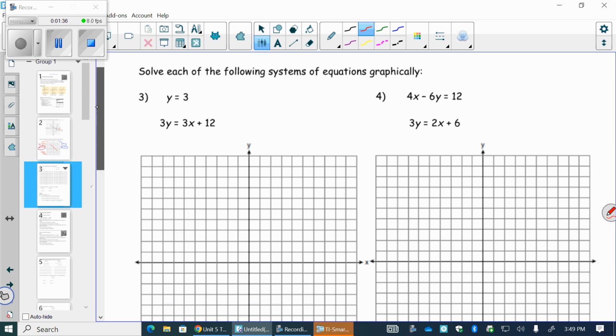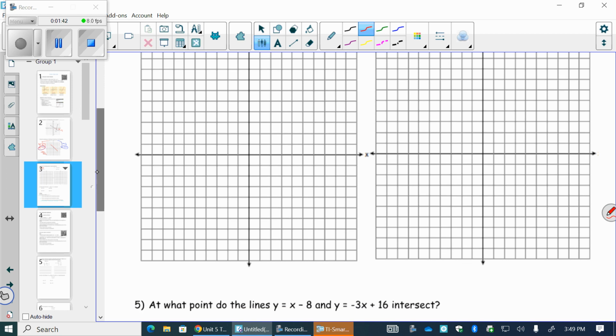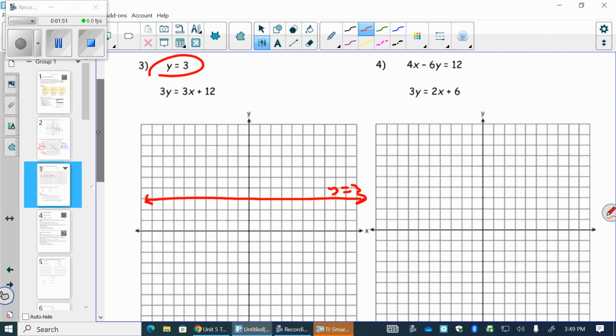Solve each system graphically. So the first one, y equals 3. That's easy to graph. We go up 3 and go straight across. That's y equals 3. Put arrows on the end. Don't forget the label. We need to go left because that's the y. So y equals are always horizontal. x equals are always vertical.